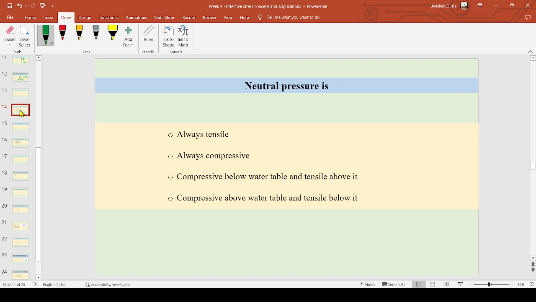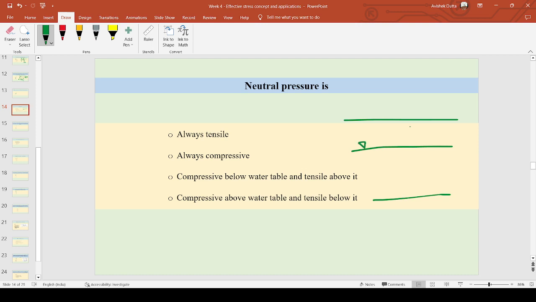What is neutral pressure? I hope you know what neutral pressure is. Neutral pressure is nothing but the pore pressure. I have already said it, the same question in a different way.